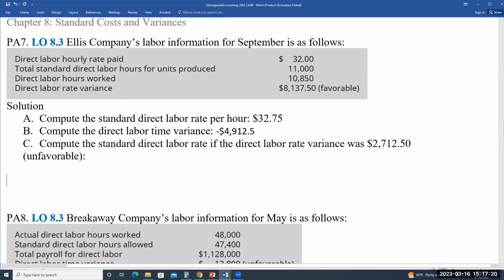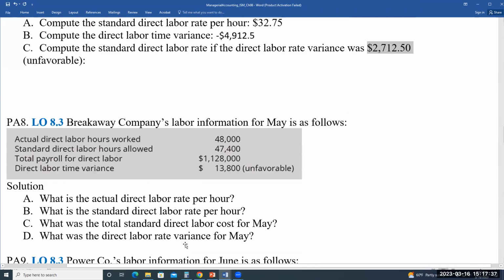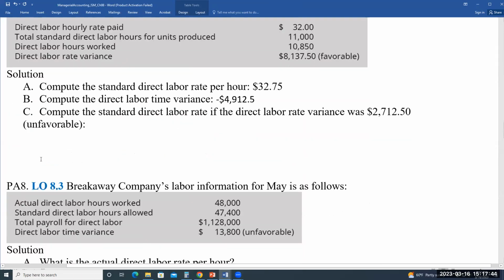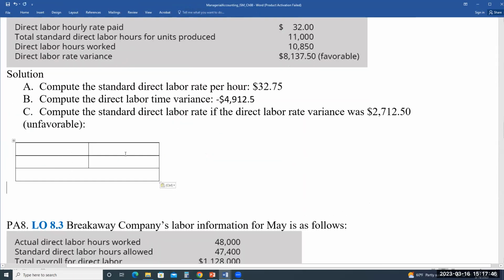Then let's see, our last question, compute the standard direct labor rate if the direct labor rate variance was this. Okay. If the direct labor rate variance standard, okay, so you know what, I think we're gonna have to go with one of our tables. For me, that's just the only way it makes sense.